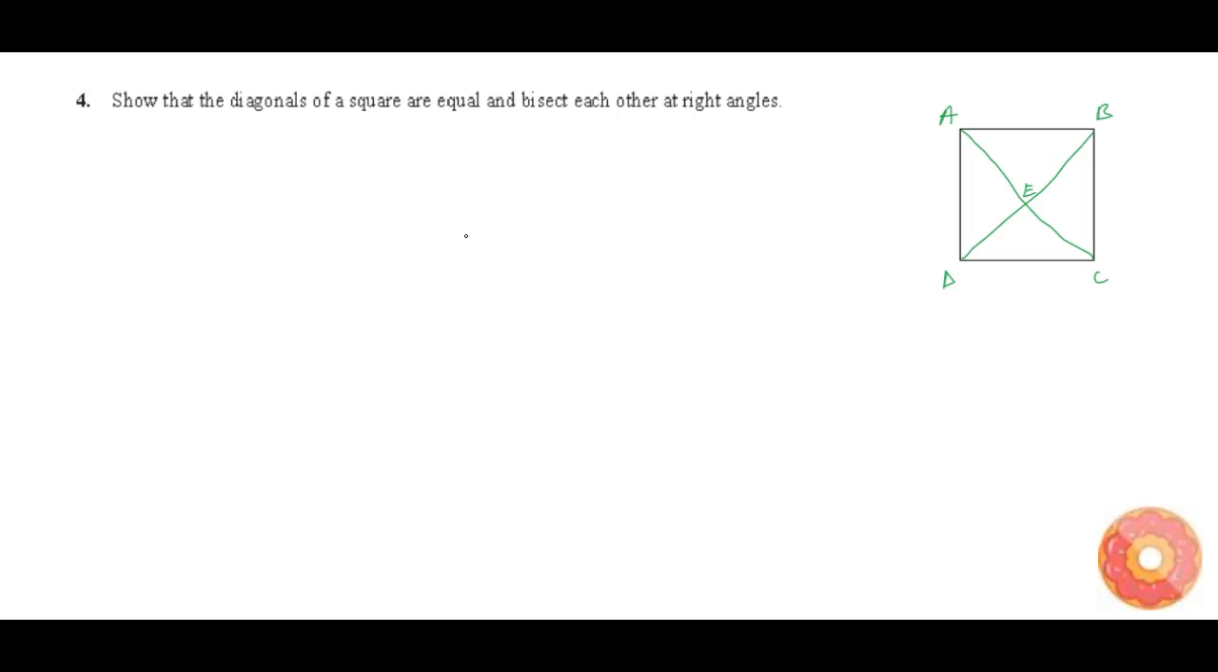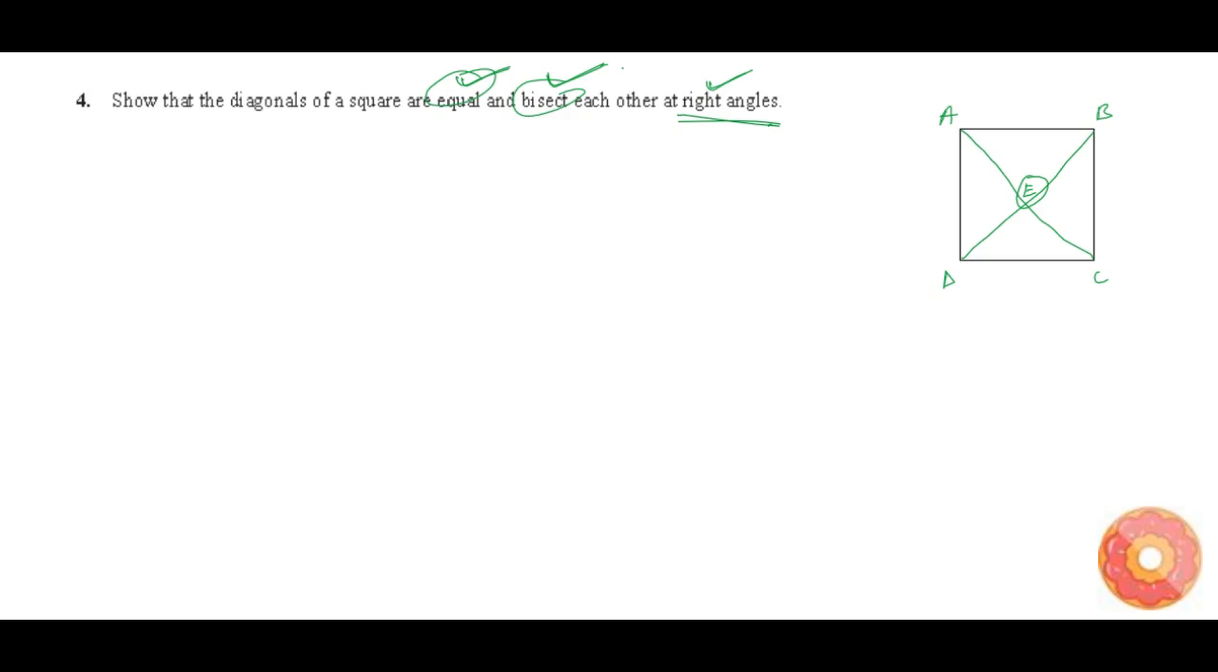In this question we need to show that the diagonals of a square are equal and bisect each other at right angles. That means we need to show three parts. That is, diagonals are equal, they bisect each other, and they bisect each other at right angles. Now I am going to consider the intersection point as E.